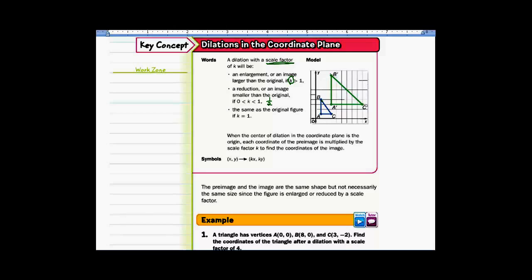So again, if the scale factor is k, look at how they write this. This is the dilation notation that they are talking about. So it's saying that each ordered pair, to get the new ordered pair, you're going to take, and two letters right next to each other means multiply, you're going to multiply the x by whatever the scale factor of k is. You're going to multiply y by whatever the scale factor of k is. All right, so let's try one of these.